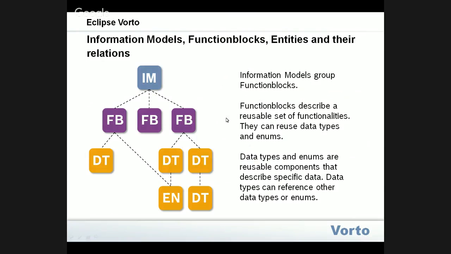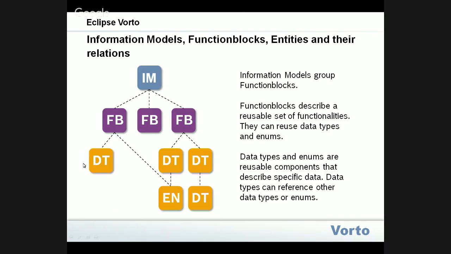So how are these information models structured? You can see this here. An information model only groups these function blocks. The information model itself has no properties, it has no operations. There are only function blocks in there. The operations, properties, and so on are specified in the function blocks, and these function blocks can use data types.